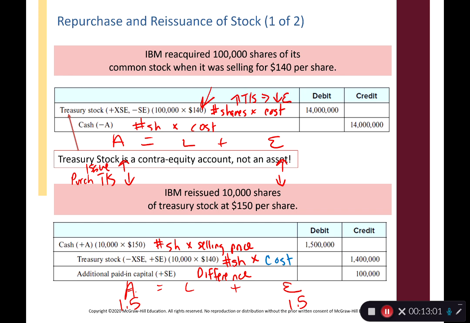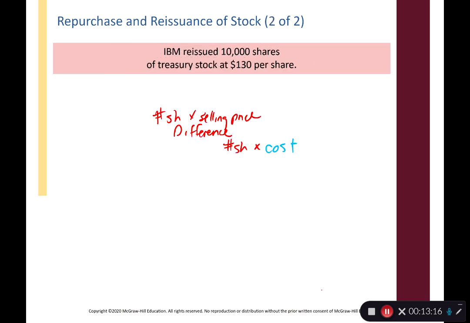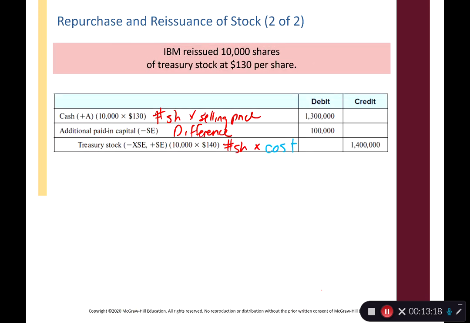So again, when we issue stock, assets and equity go up. When we buy it back, assets and equity go down. When we reissue it, assets and equity go back up. And even in this case where we reissued it for less than we purchased it, assets and equity still go up. So assets go up 1.3 and equity goes up, in this case, 1.3.